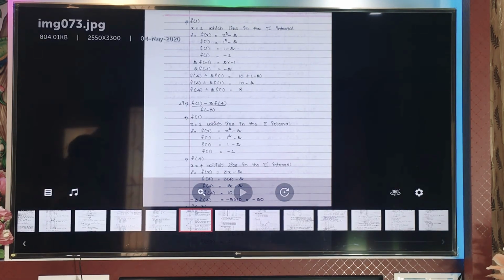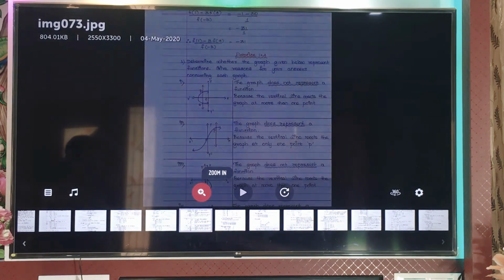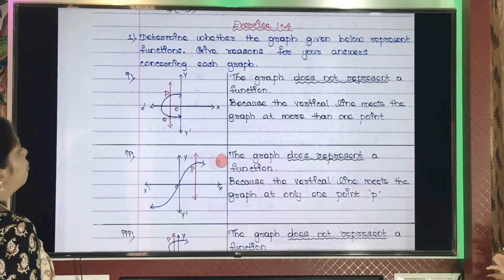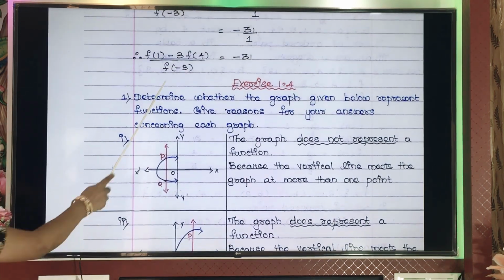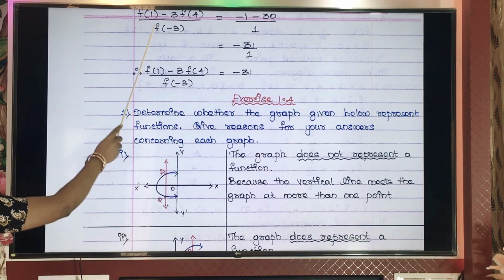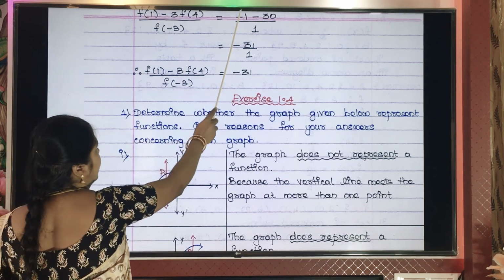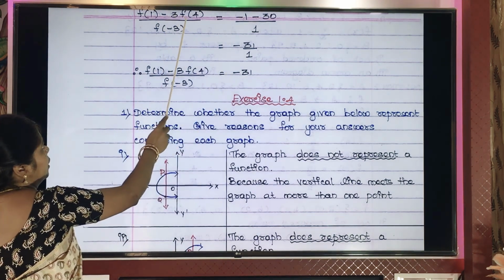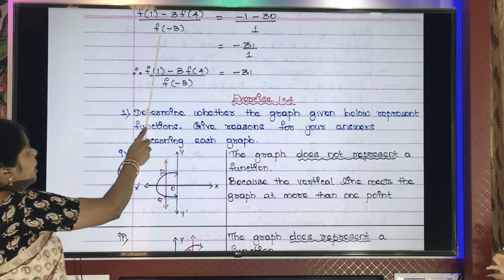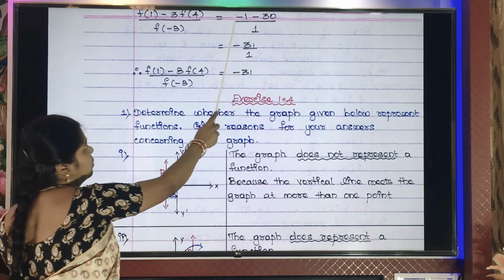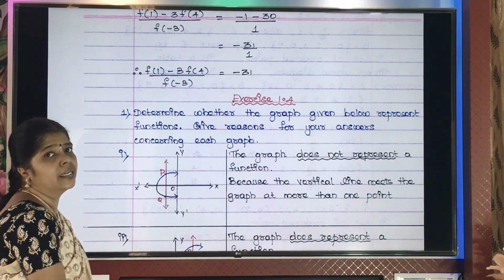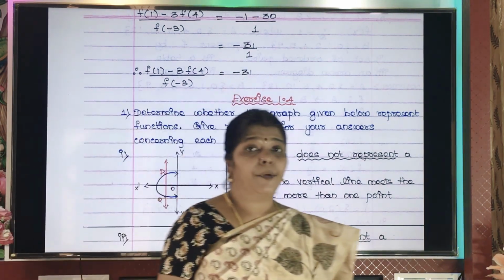Now let us see the question. What is the question? f of 1 minus 3 into f of 4 divided by f of minus 3. We have found out the value for f of 1 as minus 1. For minus 3 into f of 4, we have found out as minus 30. Divided by f of minus 3 is 1. Minus 1 minus 30 becomes minus 31. Divided by 1, the answer is minus 31. Hope you all are clear.